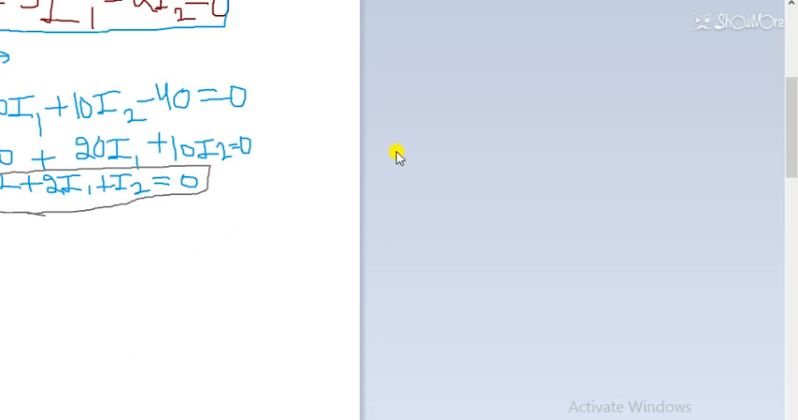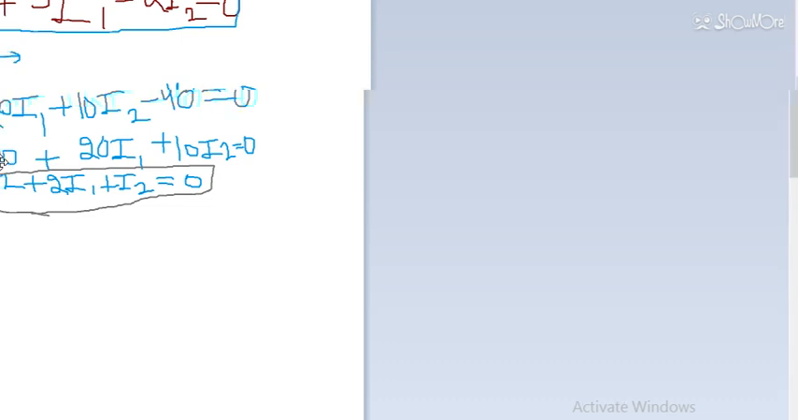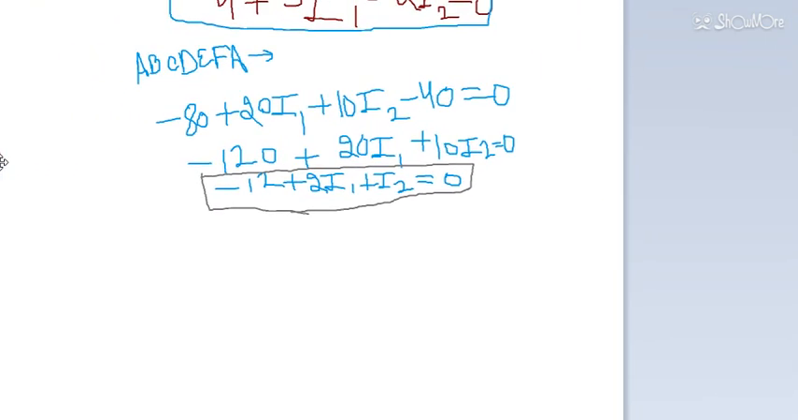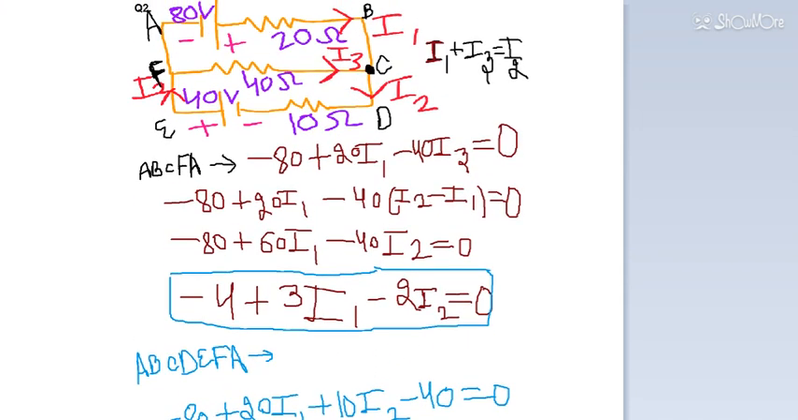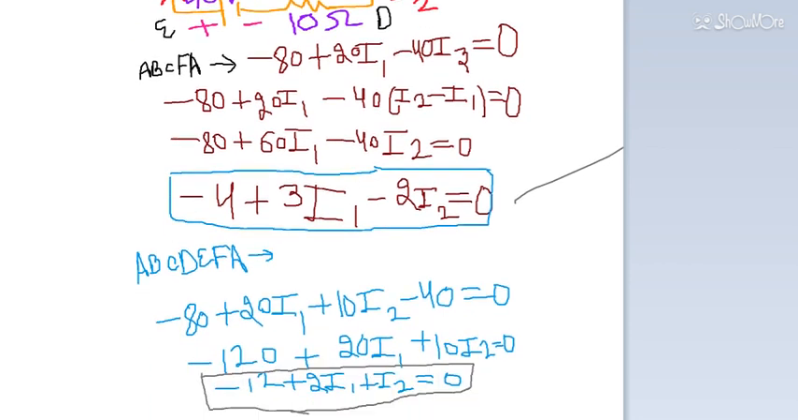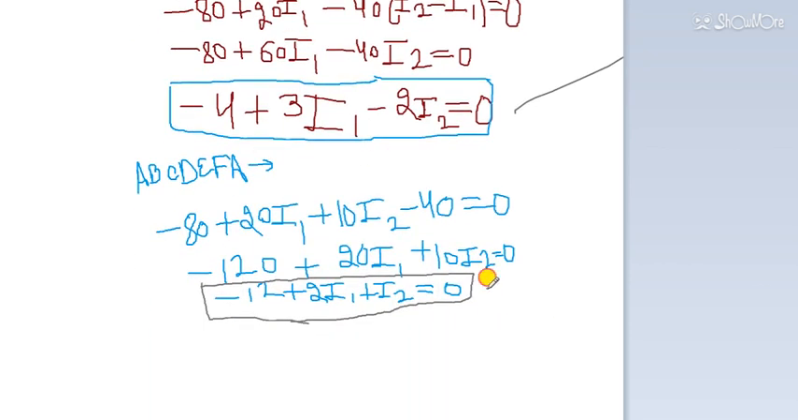I will try. So here you can see, students, let me show. The question was this one, and the equations that we got: this one is one equation, and the other equation that we got is this one.